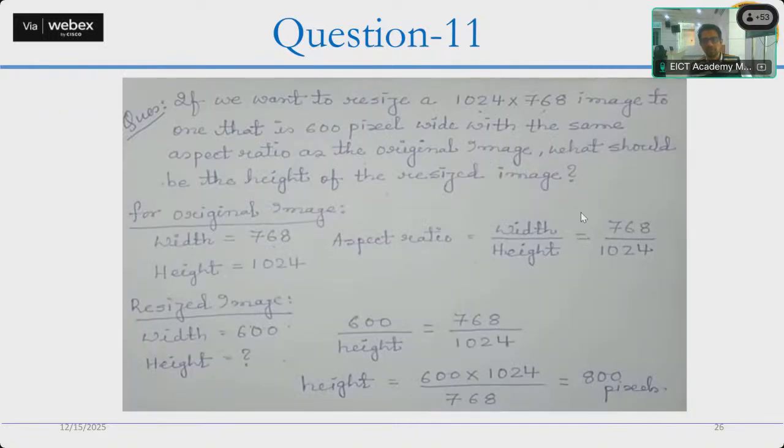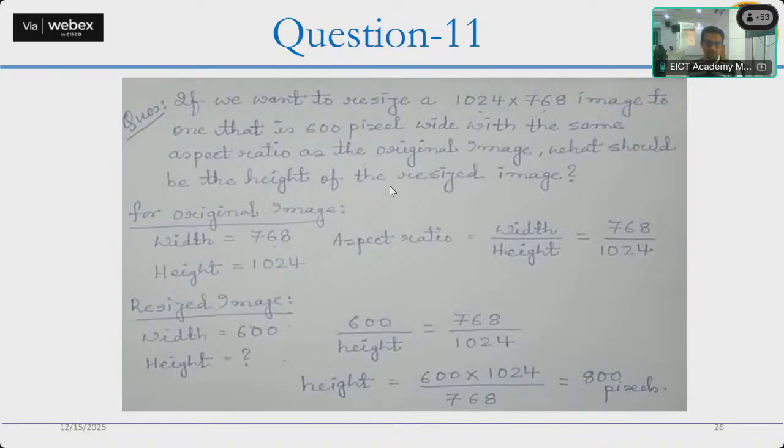Going to the 11th one. What are you saying, if we want to resize the image? This is basically the width and this is the height. An image to one that is 600 pixels wide. Now we want to reduce it. When we reduce it, what will happen? The height will also change, keeping the same aspect ratio. Aspect ratio means width upon height. So the height will also be decreased.